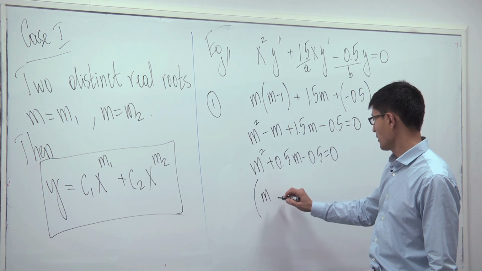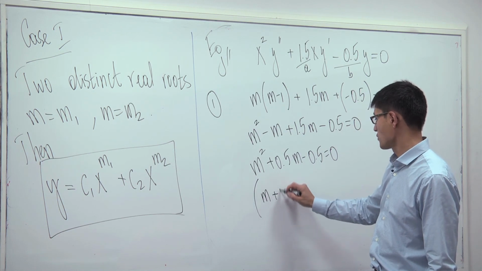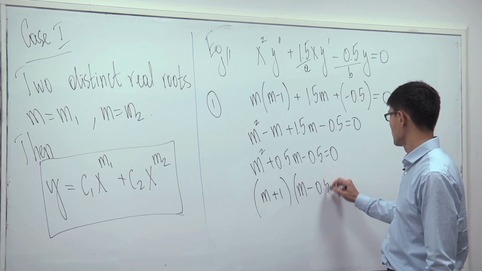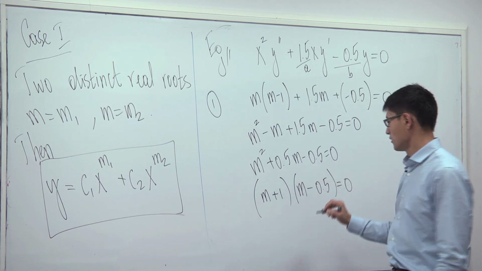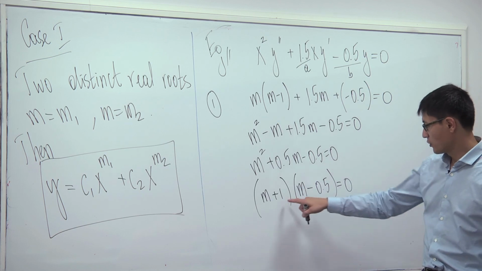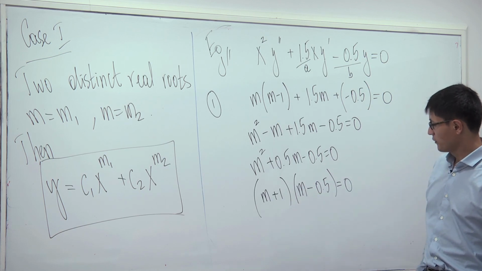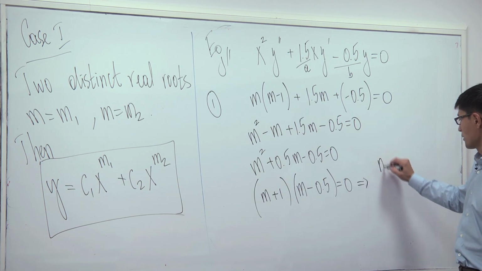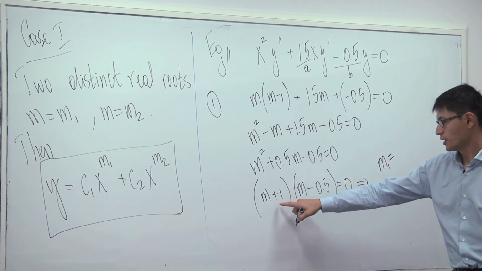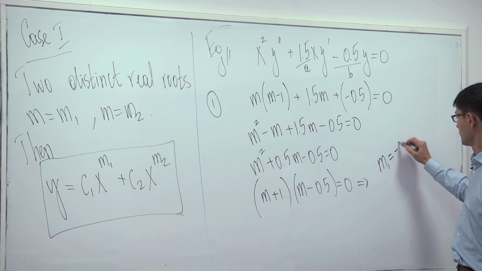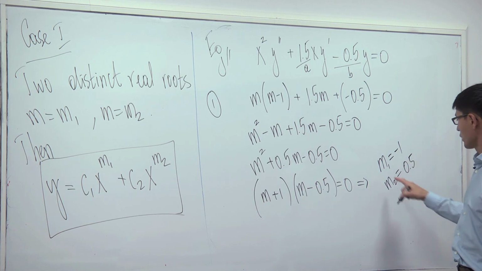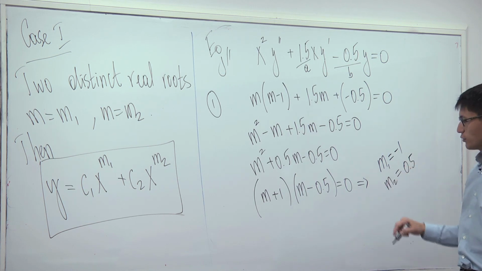Let's try m plus 1 and m minus 0.5. Let's think for a second if this is going to work. I believe it's going to work. So we'll get 2 solutions. First root would be minus 1, and the second root would be plus 0.5. So we have 2 distinct real solutions.